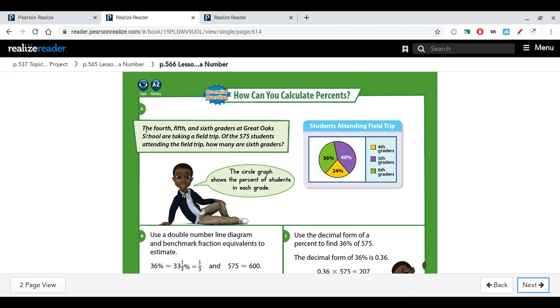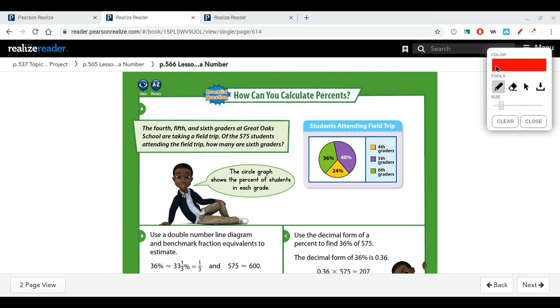So if we look at our problem, it says the 4th, 5th, and 6th graders at Great Oaks School are taking a field trip. Of the 575 students attending the field trip, how many are 6th graders? So my percent that I have is going to be 36%. To solve this, look right here, this is what I'm going to do.